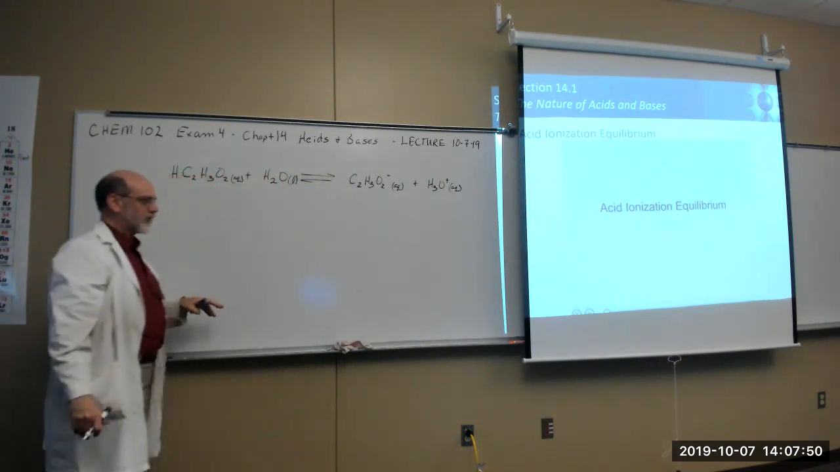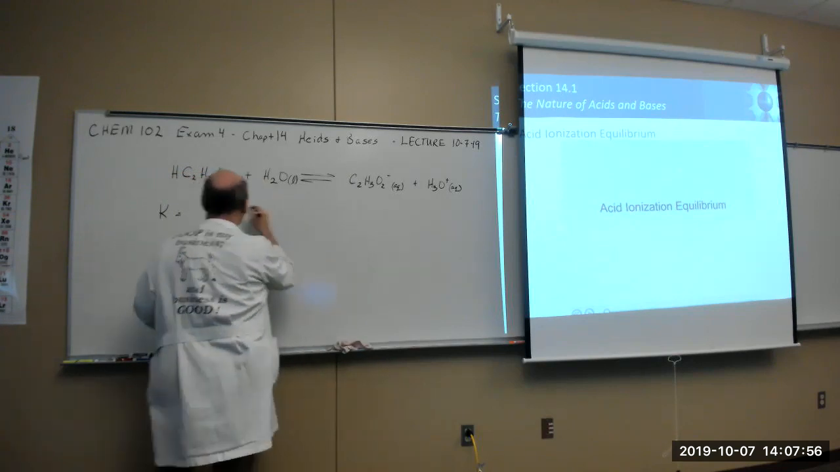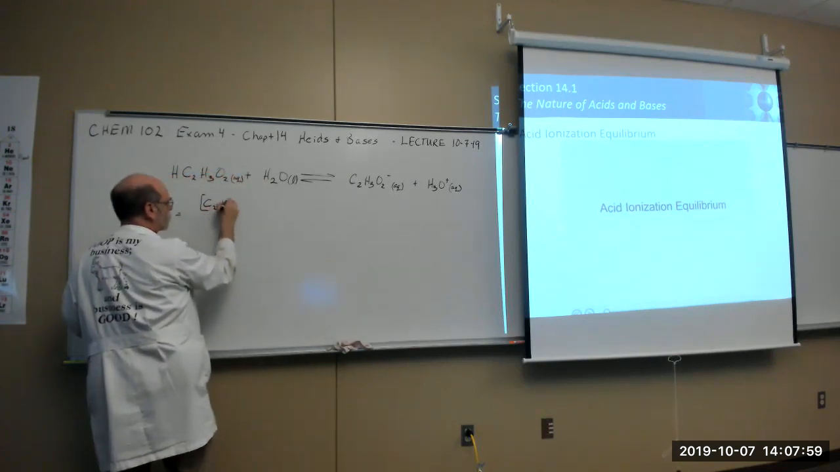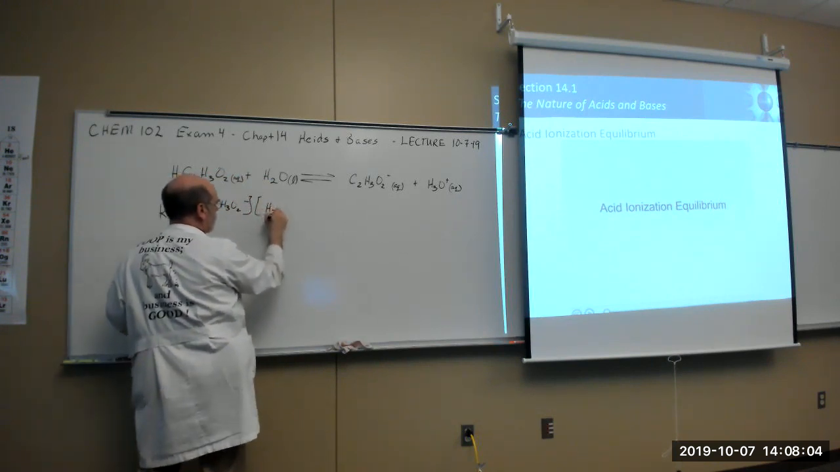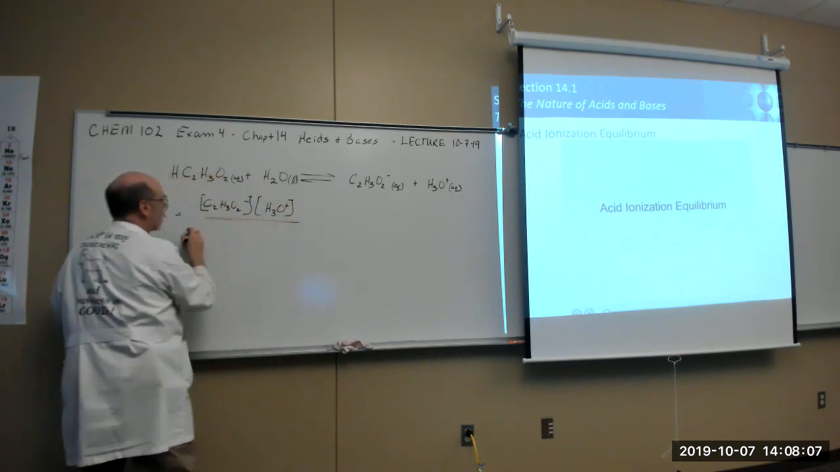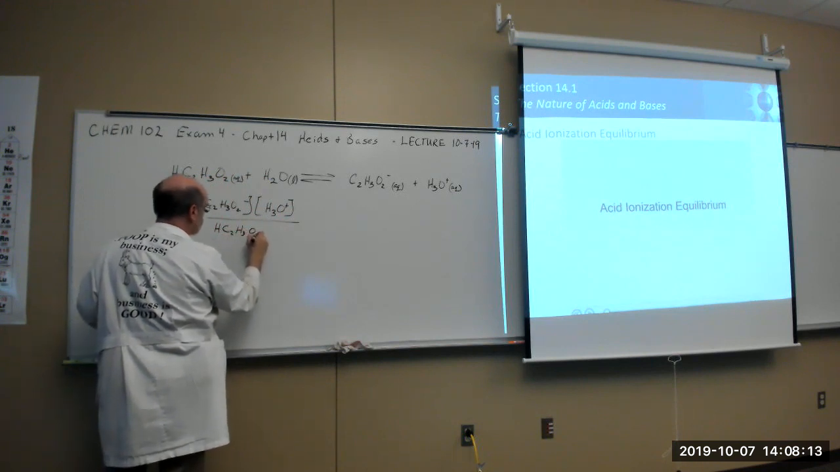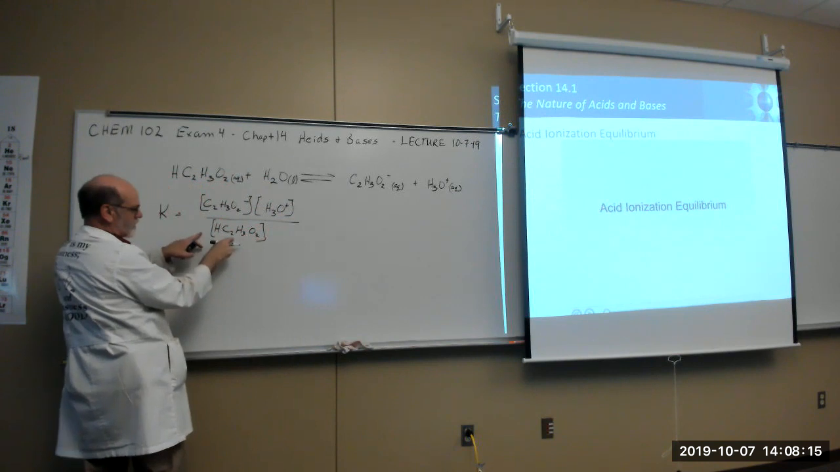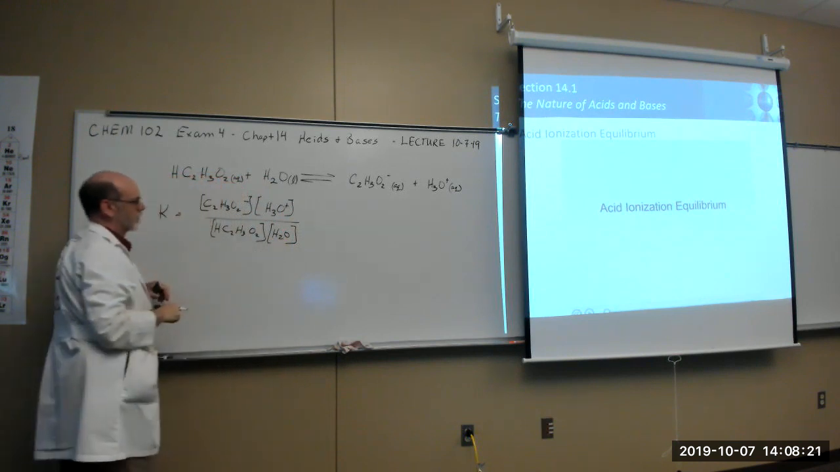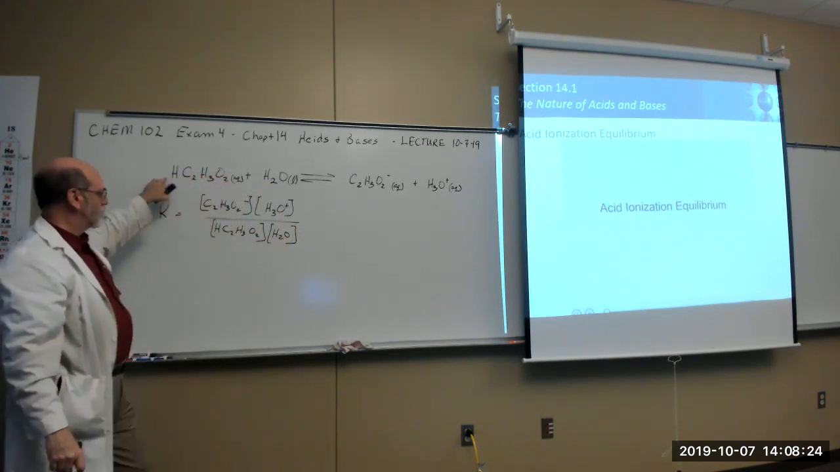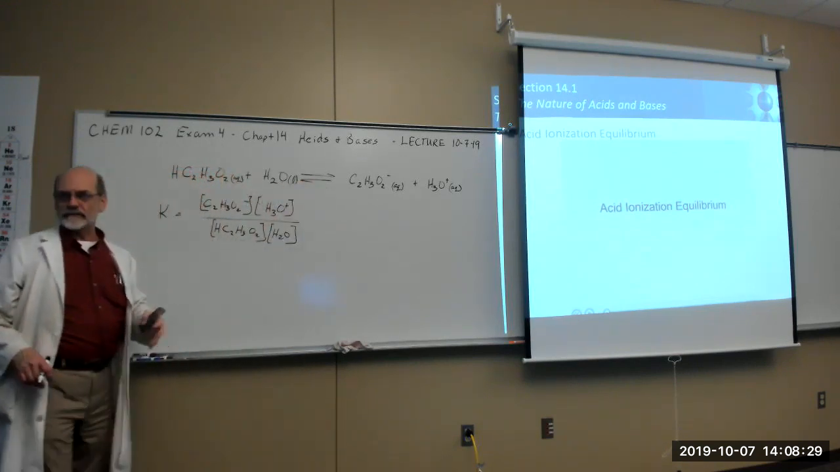So we can write an equilibrium expression for this one. We just take the product concentrations at equilibrium, hydronium, and divide it by the equilibrium concentration of the undissociated acid and water molecule. This is balanced with coefficients of 1 for each one, so each one is to the power of 1. That simplifies things.